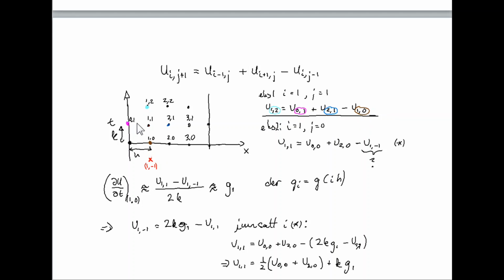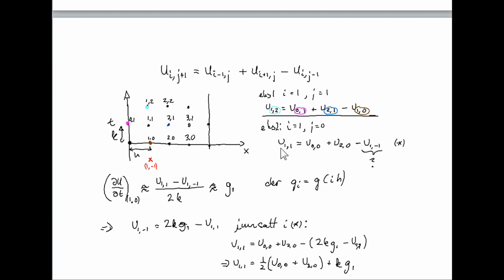So if we knew all the values on this row, then it would be easy for us to find the value in this point. So the only thing we have to do in order to find the values here is just to find a method for finding the values of u on the first row here. And how are we going to do this? Because we have a problem.